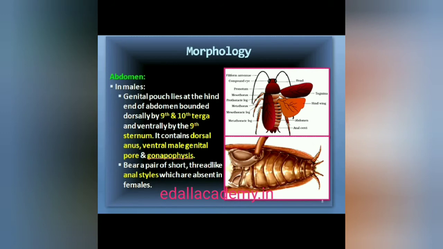In males, the genital pouch or chamber lies at the hind end of the abdomen, bounded dorsally by 9th and 10th terga and ventrally by the 9th sternum. It contains the dorsal anus, ventral male genital pore and gonapophysis. Males bear a pair of short, thread-like anal styles which are absent in females. In both sexes, the 10th segment bears a pair of jointed filamentous structures called anal cerci.